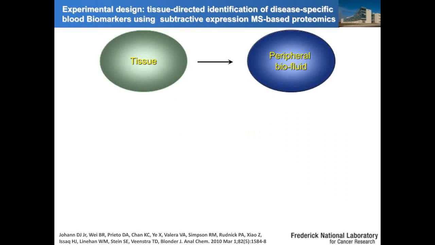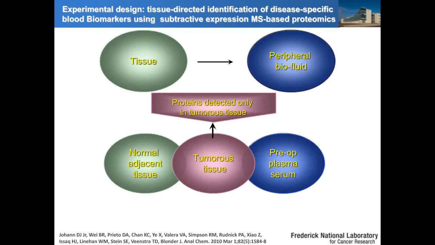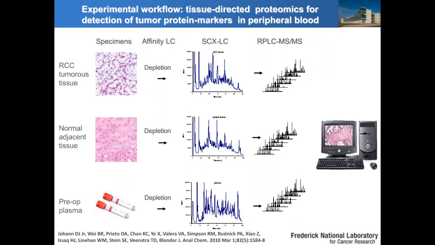And we call it tissue-directed identification of disease-specific blood biomarkers using subtractive expression proteomics. So we would analyze tissue and peripheral blood in the way that we would look at normal adjacent tissue and tumorous tissue, and then do subtraction and look only at the proteins that are identified only in tumor. Not because the overlapping ones are not interesting. We believe that proteins that are identified by mass spec only in tumor might be extremely biologically important. And then overlap it with the preoperative plasma and see how many of those identified only in tumor we can see in peripheral blood as potential biomarkers.